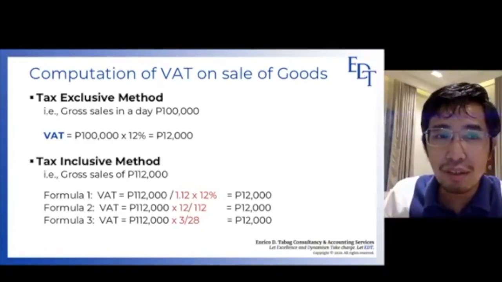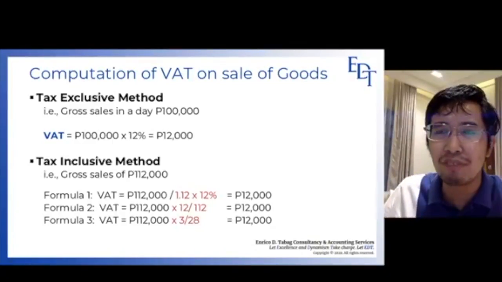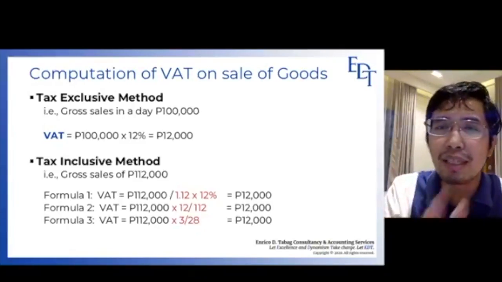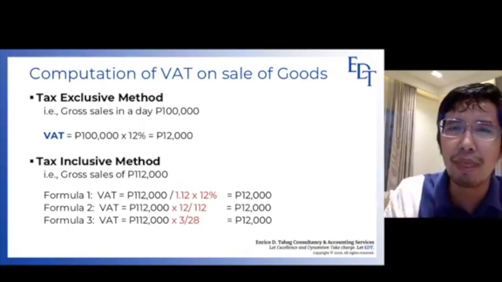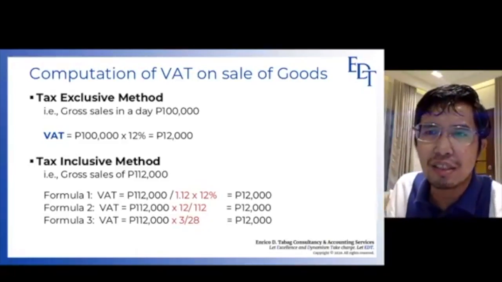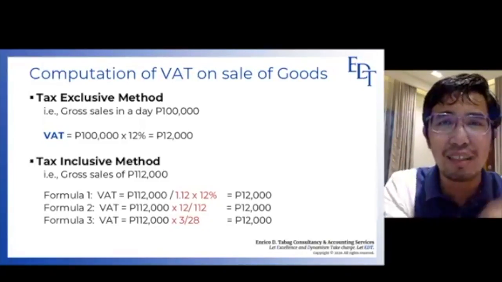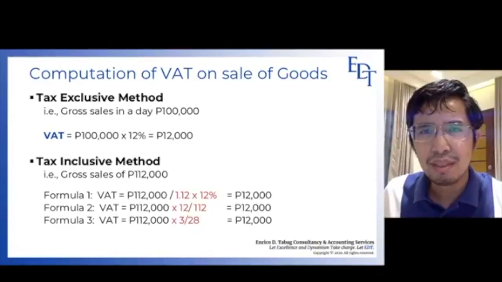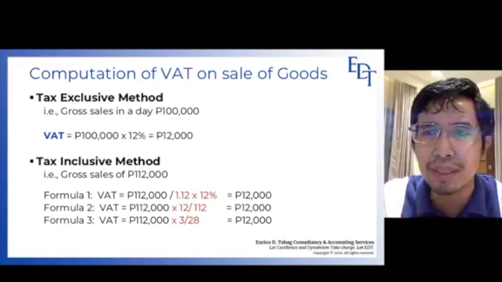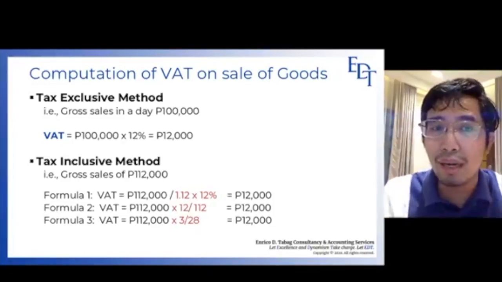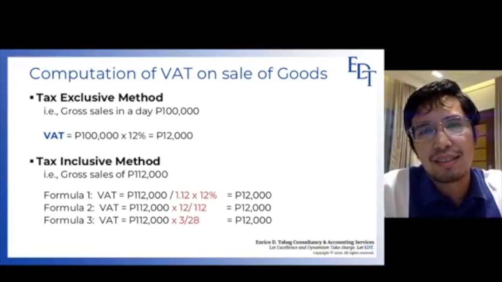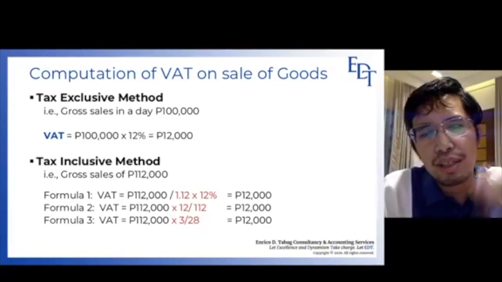O edi kung gano'n, halimbawa in our problem, 112,000 gross sales, tax inclusive. Halimbawa, binanggit sa problem na inclusive of the VAT. Ang ibig sabihin, that is representing 112%. Anong 112%, sir? 100% for the selling price plus 12% VAT. So that amount is equivalent to 112%. So how do we compute the VAT kung ganon?